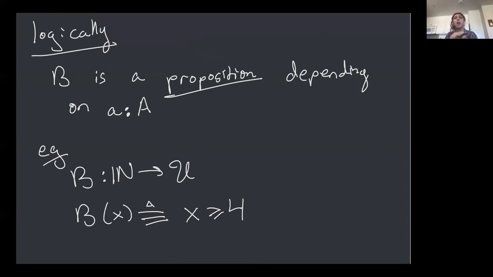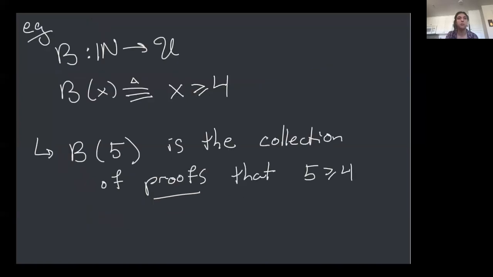So for instance, I might have the type X is greater than 4, right? Or X is at least 4. X is greater than or equal to 4 by itself doesn't have a truth value. It's not a true or a false. But if you give me a specific X, then suddenly it's a proposition. So this is a family of propositions parameterized by the naturals. And so B of 5 is the collection of proofs that 5 is greater than or equal to 4.